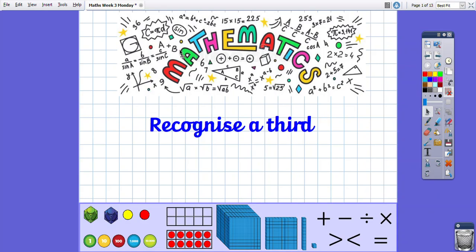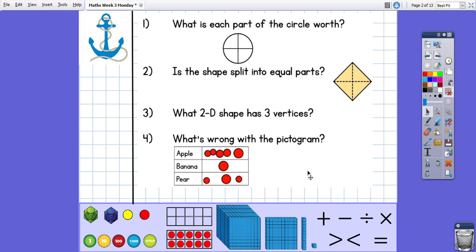Good morning, Year 2. This week we are continuing our learning with fractions, and today we are focusing on how to recognise 1/3. Before we start, as usual, we've got some of our anchor questions.